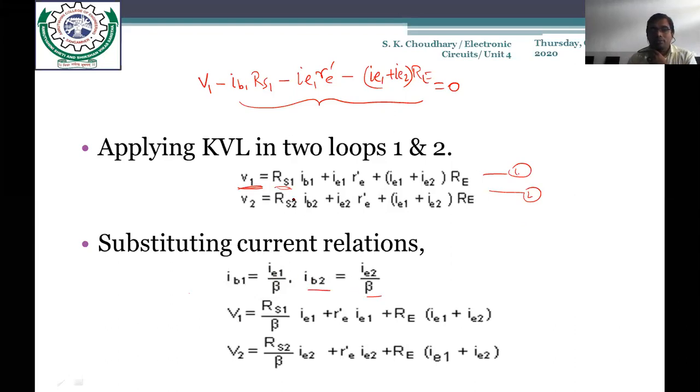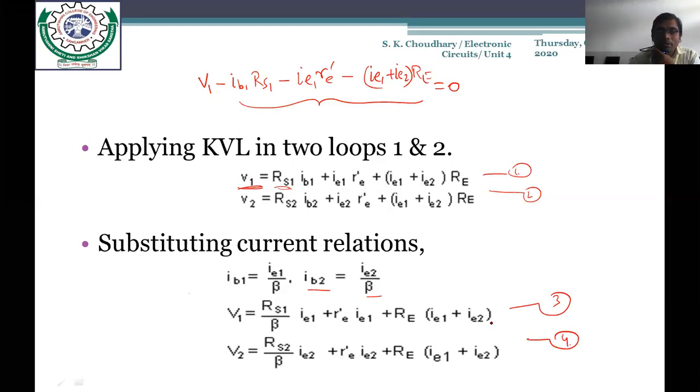Then there is a multiplication in this equation of V1. V1 would now become RS1 upon beta, because IB1 is replaced by IE1, into IE1 plus RE dash into IE1 plus RE into IE1 plus IE2. Similarly the V2. So these two equations would be here. Now we have to further elaborate these two equations.